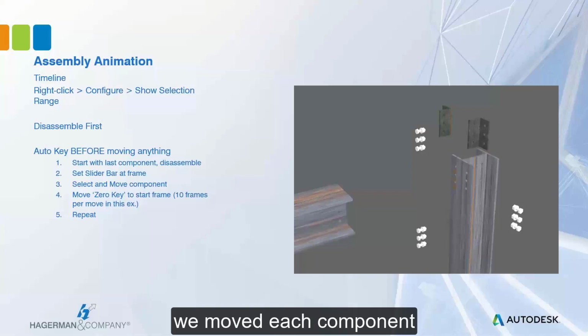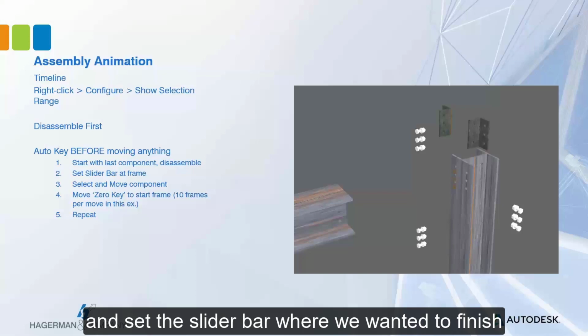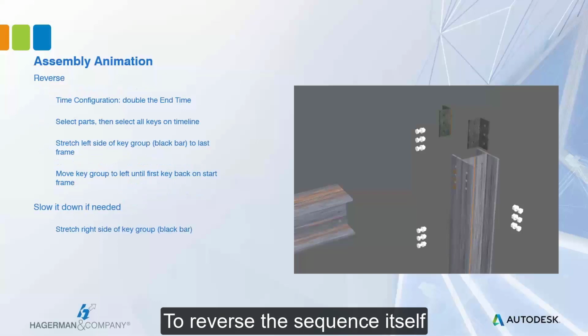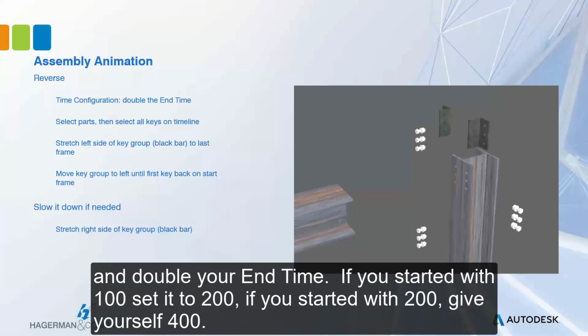Again, we moved each component. We set the slider bar where we want it to finish and adjust the 0 key for each of those components to its actual start frame. To reverse the sequence itself, the first thing you'll do is edit the time configuration and double your end time. So if you started with 100 frames, give yourself 200 frames. If you started with 200, give yourself 400.